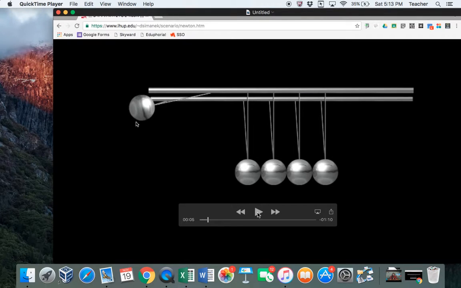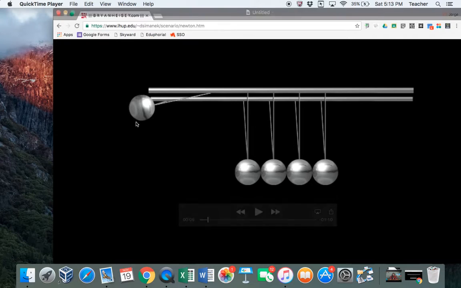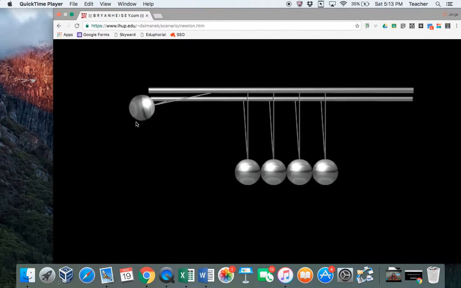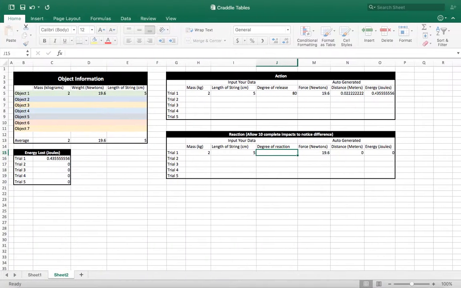I lift my first mass. Now using a protractor, this is your 0 degree, and this is about 80 degrees. So let's go back to our data table. My release would be 80 degrees.